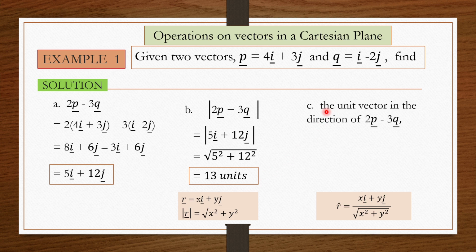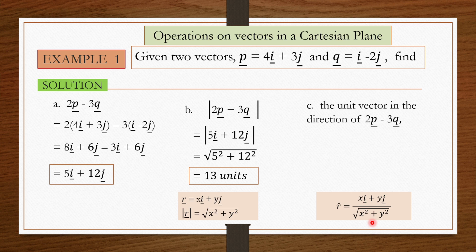Next, question C, you are asked to find the unit vector in the direction of 2p minus 3q. Now look at the formula given below here. In order to find the unit vector, you have to take the vector, for example, xi plus yj, and then divide it by the magnitude of the vector, that is the square root of x square plus y square. Get the sum and then use the square root. We are going to do the same thing here.